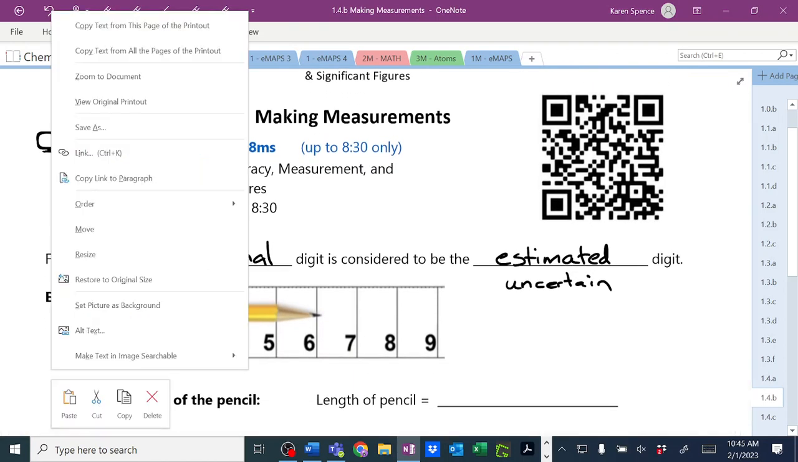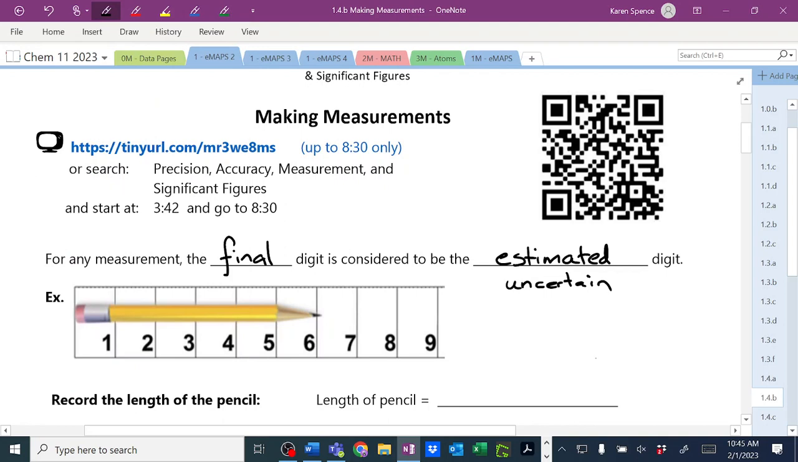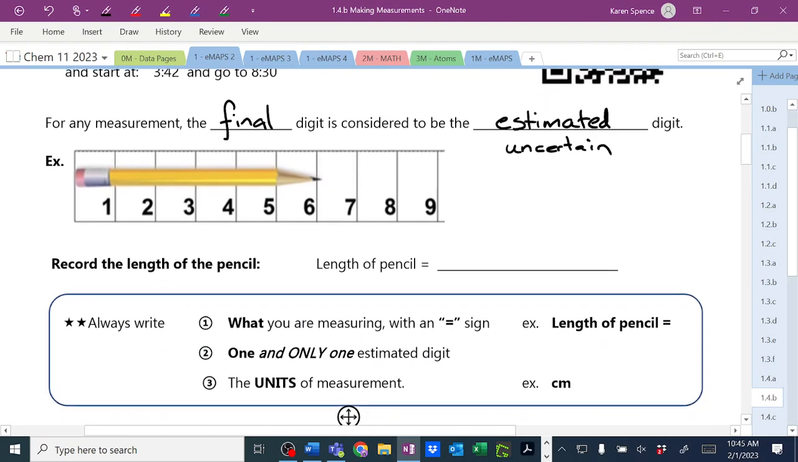Now, if you are wondering what this little QR code is here, there is a video that goes through this. So if we weren't doing it here and you wanted to watch a video, it's actually made by somebody else, but you could either go to the link, or you could look at the QR code and it would take you to the video. So anytime you see those, there is a video attached.